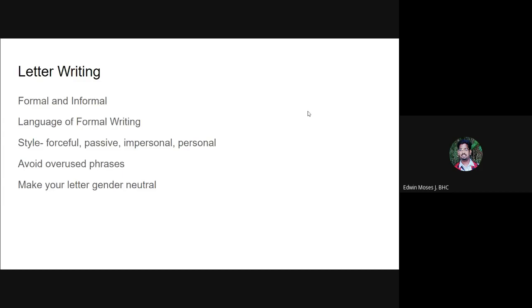And avoid overused phrases. And make your letter gender neutral. Don't always use him, man, okay? And you can use gender neutral words like chairperson instead of chairman. Right? Chairperson. Likewise, we will see a couple of examples.